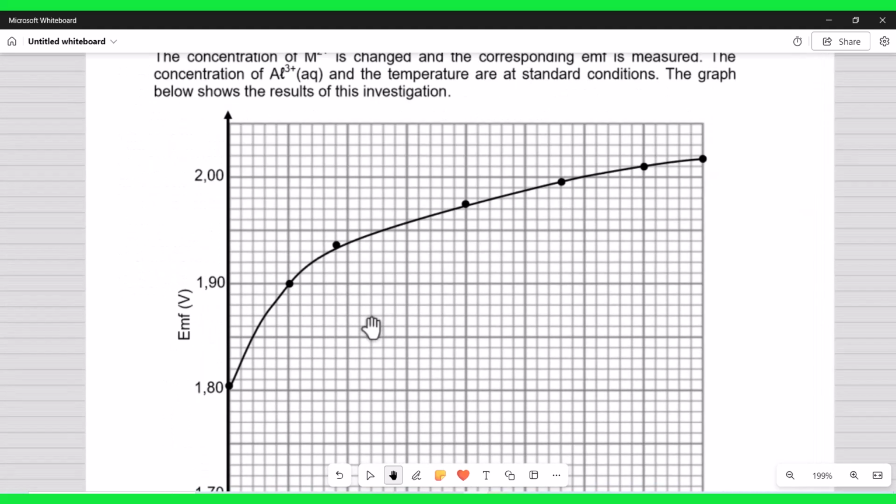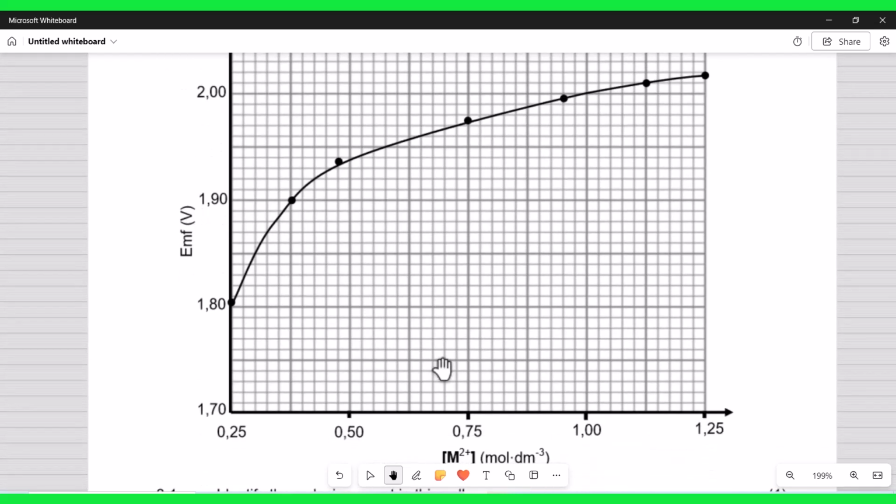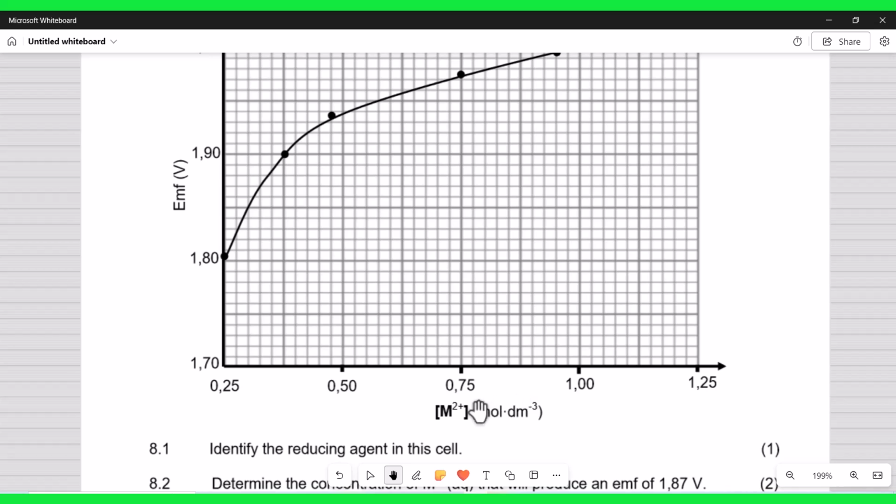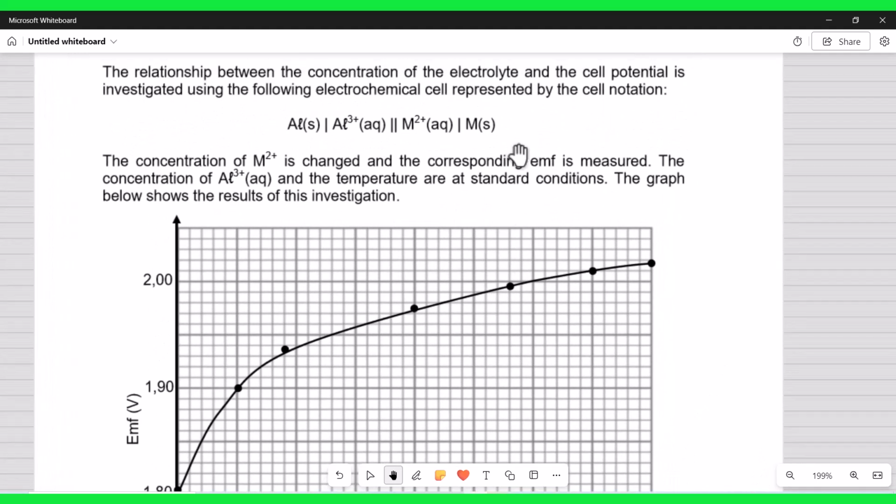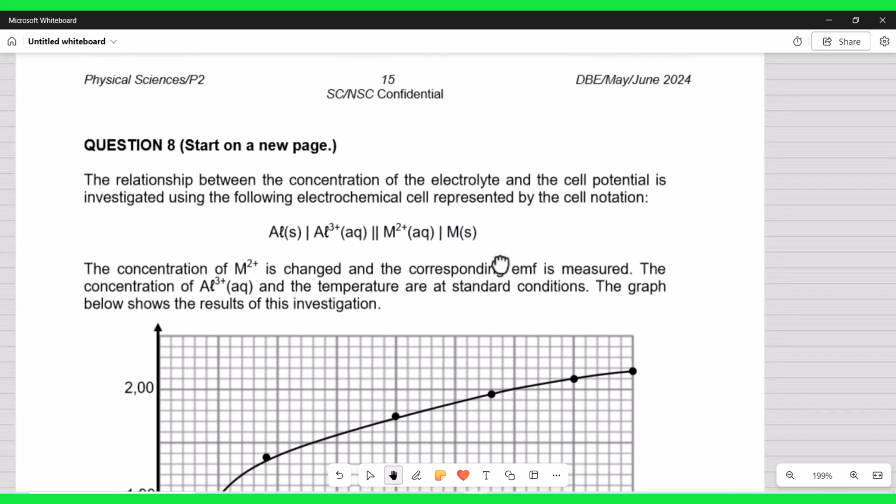Okay, so what do I have on the y-axis? It is EMF. What about here? This is the concentration of M2 plus ions in moles per decimeter cubed. Identify the reducing agent in this cell. Now listen carefully, guys, please. Whenever they give us the cell notation, please understand this side is what we call the anode, and this side is what we call the cathode. This is standard.